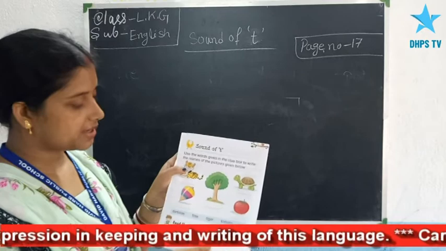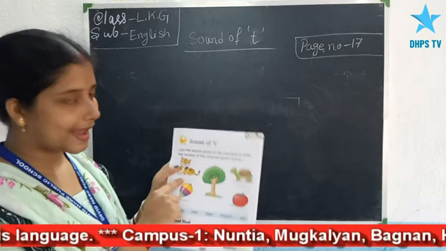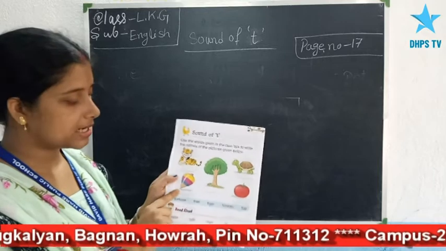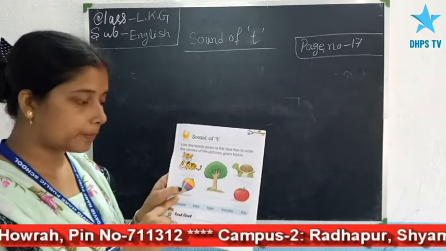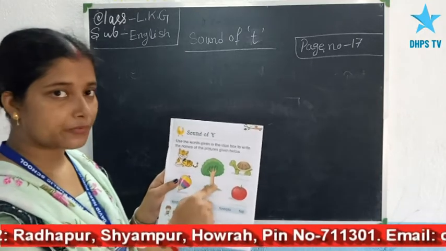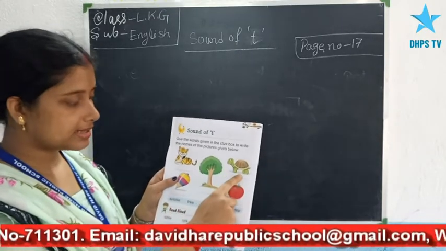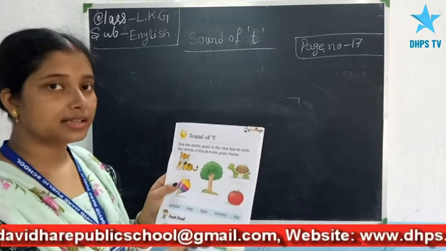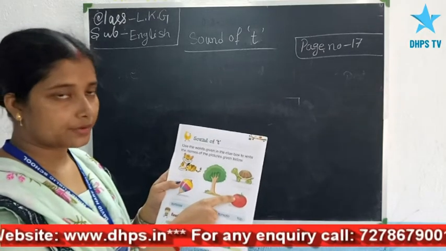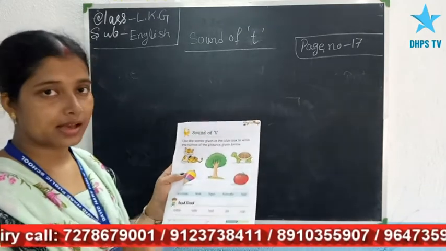Now see, the first picture is a tiger, and see here the tiger has been written. So just write here tiger, T-I-G-E-R, tiger. Then the second picture is of a top, T-O-P, top, and see here top has been written. Next, this is a picture of a tree, T-R-E-E, tree. Then this is a tortoise, T-O-R-T-O-I-S-E. Here the spelling has been written. And this is a tomato, T-O-M-A-T-O, tomato. And here the spelling has been written.